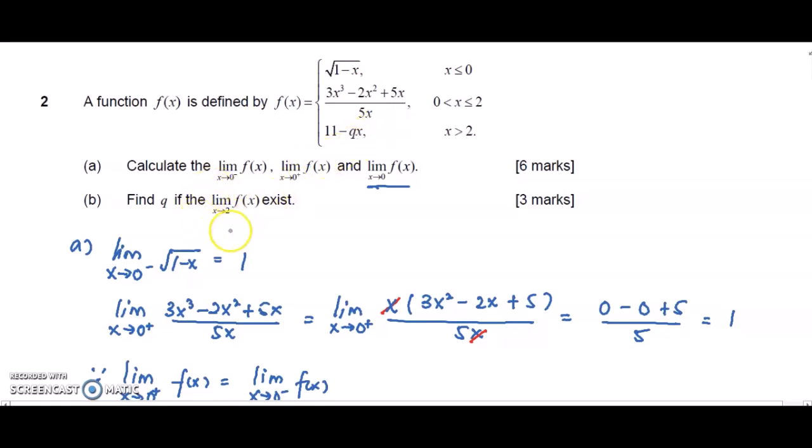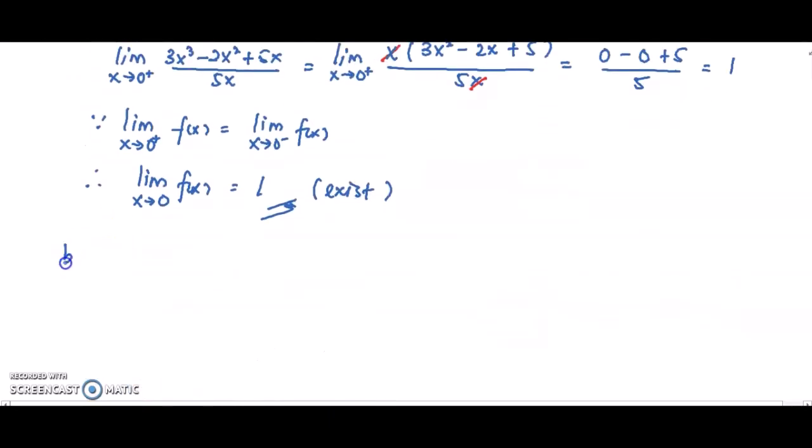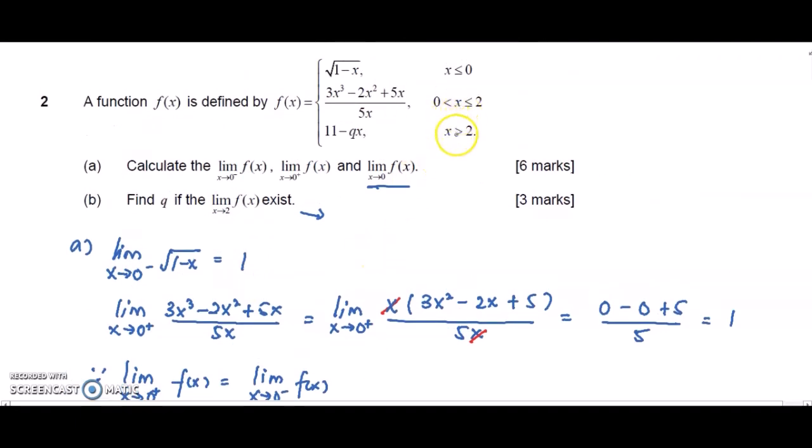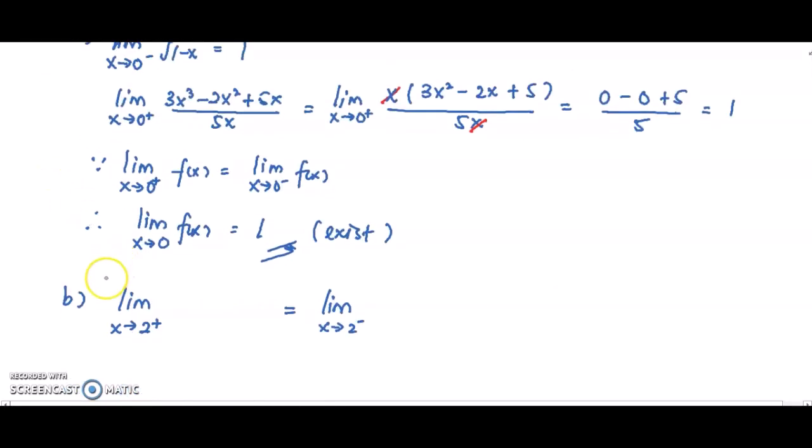Since the question says that the limit exists, its left-hand limit has to be equal to the right-hand limit. So we're using this information to help us get the answer for Q. We say that the right-hand limit is equal to the left-hand limit when x approaches 2. You need to find the corresponding function to put in as your f(x). When x approaches 2 positive, meaning a little bit greater than 2, it falls in this interval. So the function is 11 minus qx. Just put in 11 minus qx.